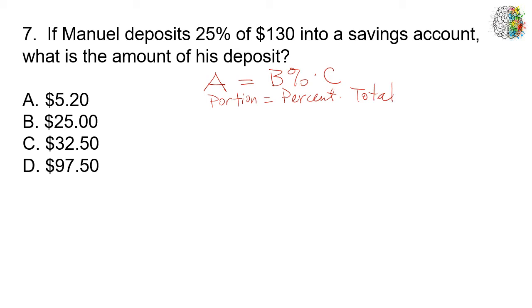So let's look at what they've given us. The first thing we can identify is we've got 25%, so that is our percentage. Of means multiply. 130 is going to be the total amount. So that's my C, and we want to know how much was his deposit.